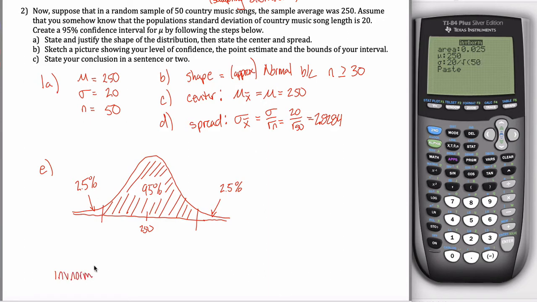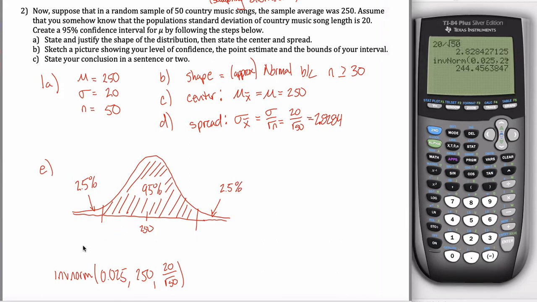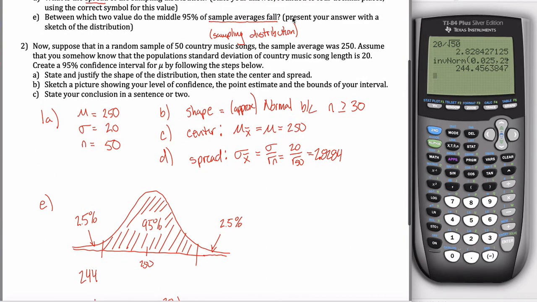So for this problem, I'm using inverse norm. The area below the point that I'm looking for is 0.025. The center is 250, and my spread is either 20 divided by the square root of 50, or if you prefer, 2.8284. Hit paste, it spits out a number. That number is this endpoint, 244. Did I say anything about rounding here? I don't remember. Present your answer. No, it doesn't even say, so let's just keep a few decimal places. We'll round to 2 decimal places somewhat arbitrarily. You can round it however you want since I didn't tell you.